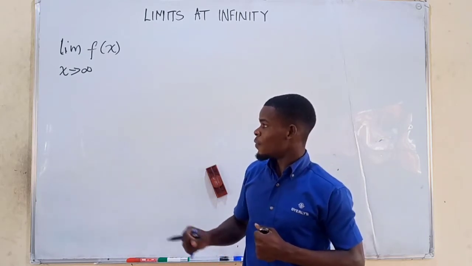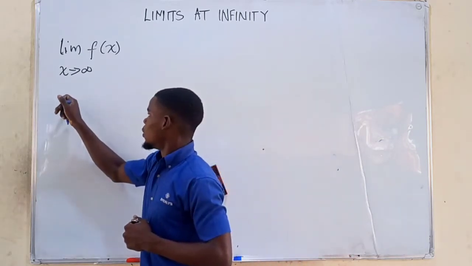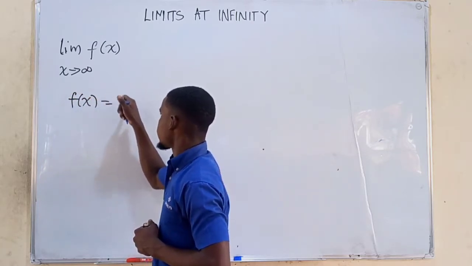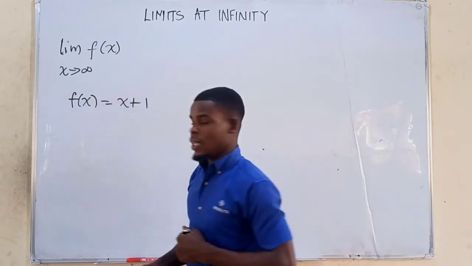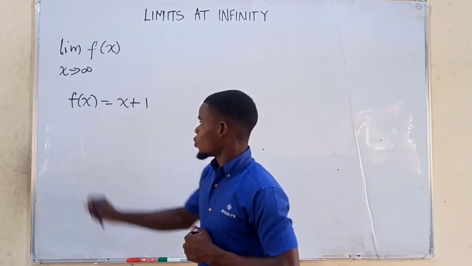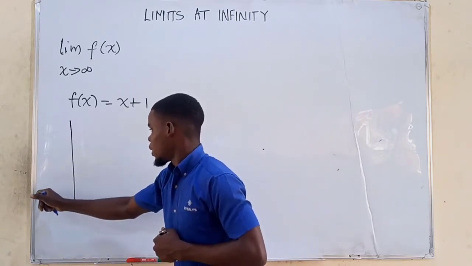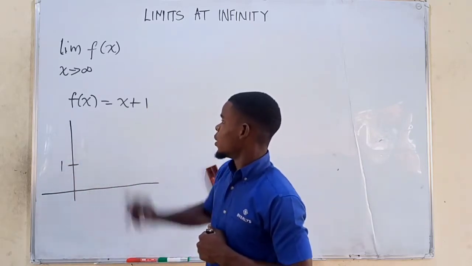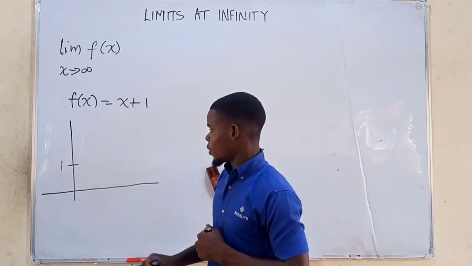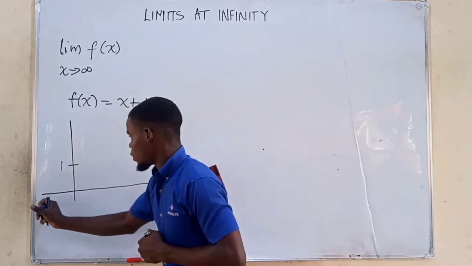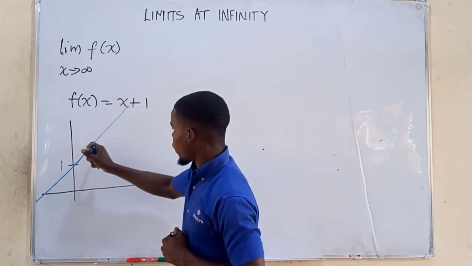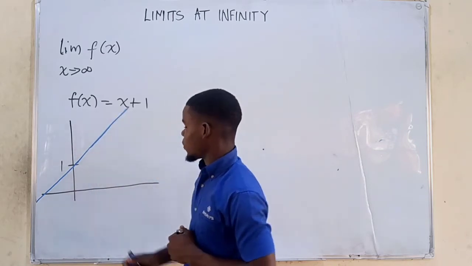Suppose f of x is a function such as this. Let's say f of x is a linear function, let's call it x plus 1. I would like to see how this behaves, so I would like to plot it on a graph. From here, we see that the intercept on the y-axis is going to be 1. So if you want to plot it, it's going to be a straight line passing through 1 on the y-axis. It's just a straight line like that.